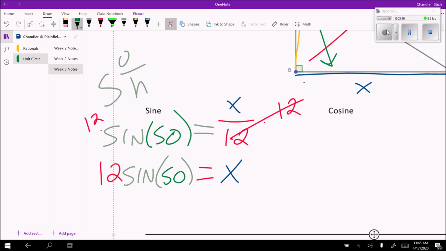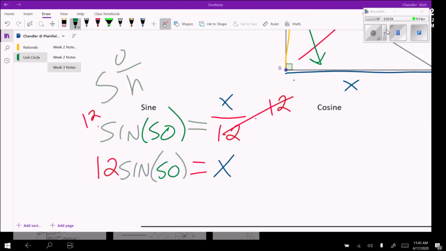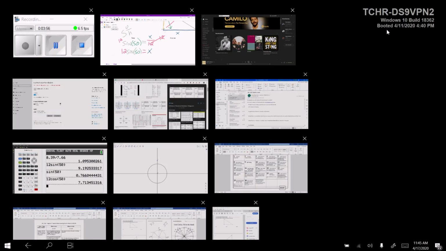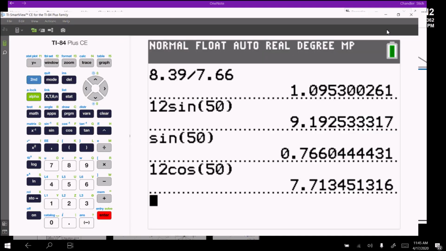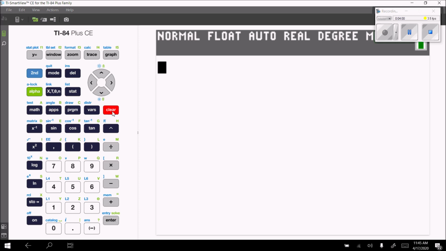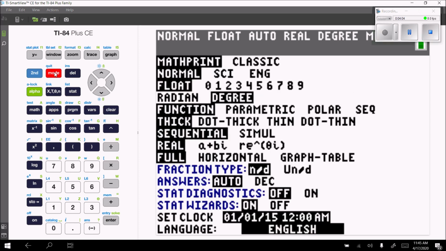Okay, I don't know what this is yet. Sine of 50 is not something I memorized, so let me resort to my calculator. 12 sine 50. If you pull out your calculator, first go to mode and make sure you are in degrees. If you are in radians, it's going to give you the wrong answer. We're talking about degrees of a triangle, so we need to be in degrees.